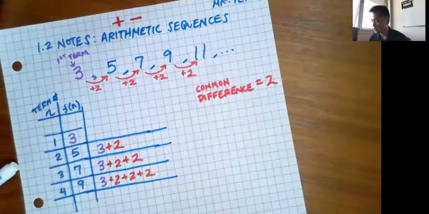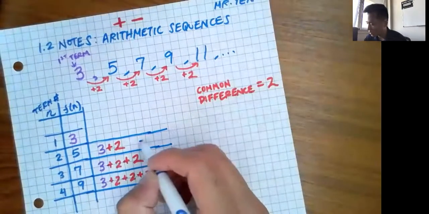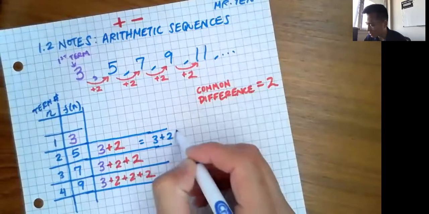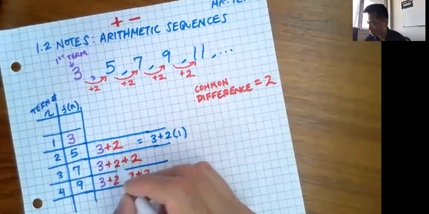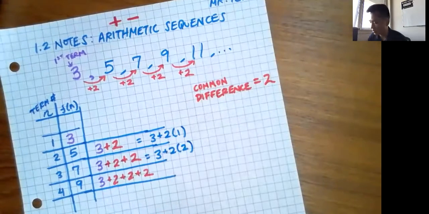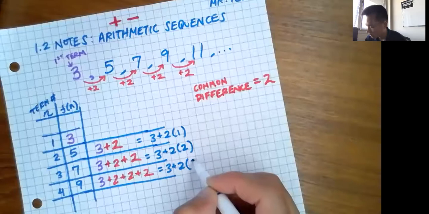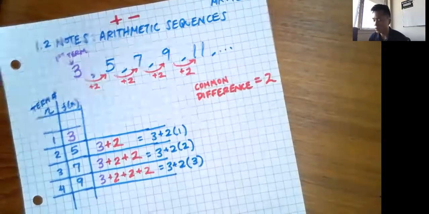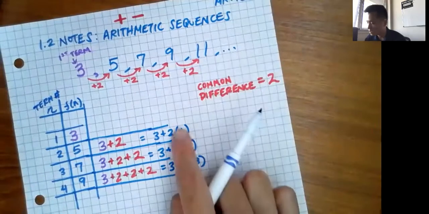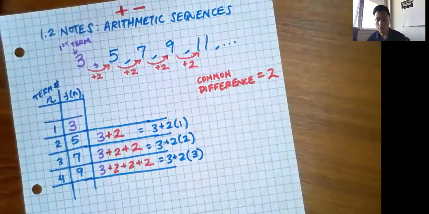And we also know that when you're adding the same number over and over again, that's like multiplication. So this 3 plus 2, you can think of that as being 3 plus 2 times 1, because we added 2 once. This 3 plus 2 plus 2, you can think of this as being 3 plus 2 times 2, because we added 2 twice. This one here, you can think of this as 3 plus 2 times 3, because we added 2 3 times. And once we start thinking of the sequence like this, then we can actually figure out how to write a function for it.